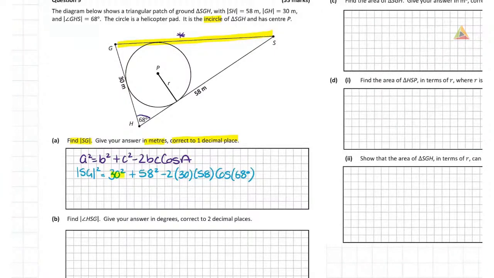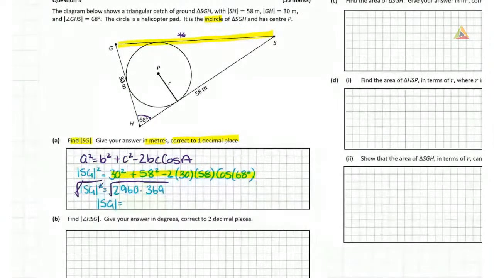Because there's no variables on the right hand side here, that can go straight into your calculator. Just make sure that your calculator is in degrees, not radians. What that should give you is 2960.369. And don't forget, that's SG squared. So to get SG, we basically find the square root of both sides. We square root here, we square root here. That knocks off the squared on the left, and it will give you 54.4 meters, and that's correct to 1 decimal place as we were asked.